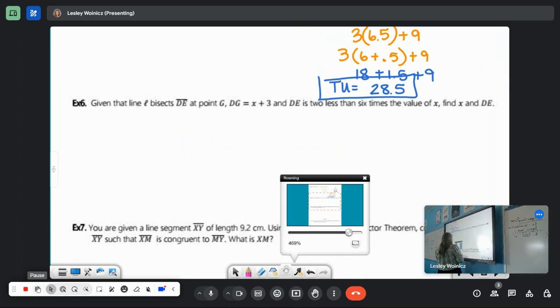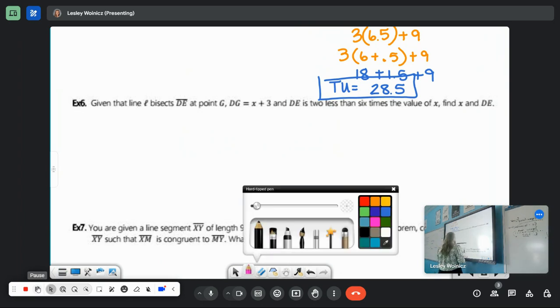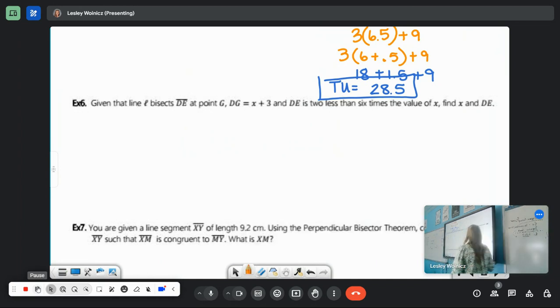Did they give us units? No. Okay, given that L bisects DE at point G. Okay, what do we need? They didn't give me one, so what am I going to have to draw for myself? A picture. Okay, so I've got segment DE. Okay, I know that L bisects. Does it say that it's perpendicular? So it may or may not be. All I know is that it's going to chop it in half. Okay, so look for the halfway point. That's going to be G. And it's bisecting, but it may or may not be perpendicular.